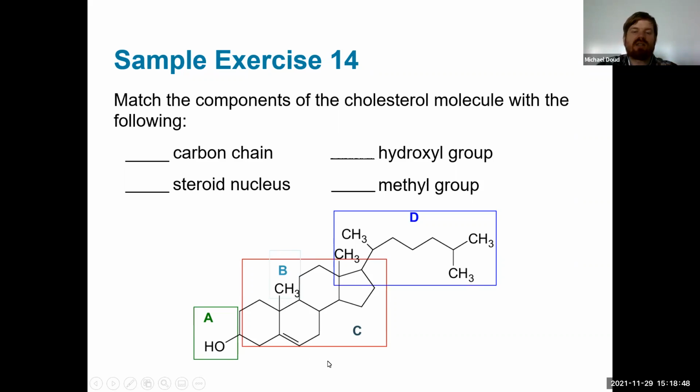C is the bigger red box out here. So go ahead, pause the video, come up with your answers for sample exercise 14, and we'll take a look when we get back. Okay, so let's take a look.